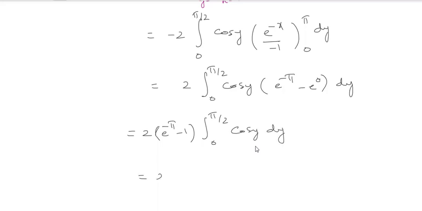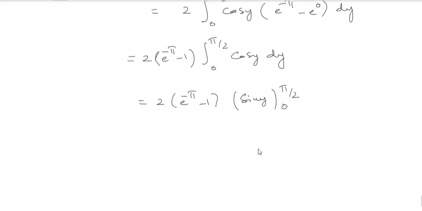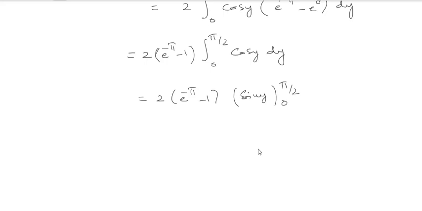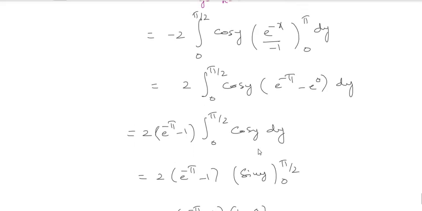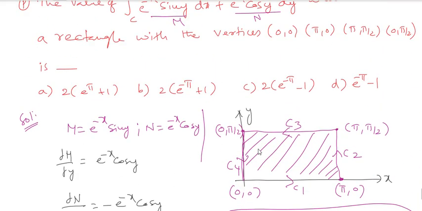So now 2 into e^(-pi) minus 1. The integration of cos y will be sin y, with limits 0 to pi by 2. So sin of pi by 2 is 1, sin 0 is 0. So you will have 2 into e^(-pi) minus 1 into 1 minus 0. So again you will have the answer as 2 into e^(-pi) minus 1. This is the particular value. So option C is the right answer.